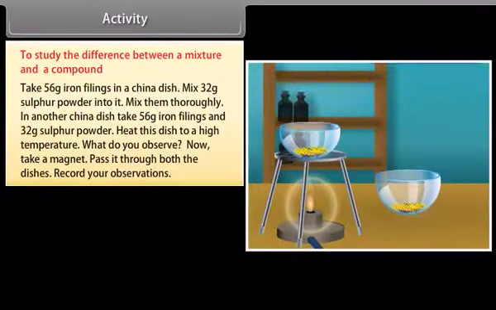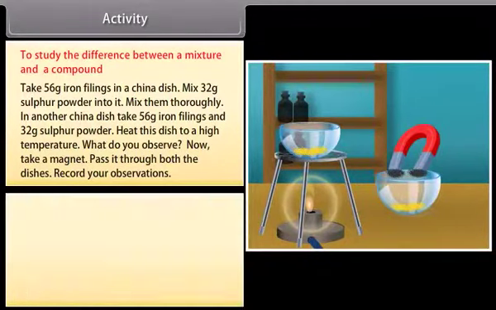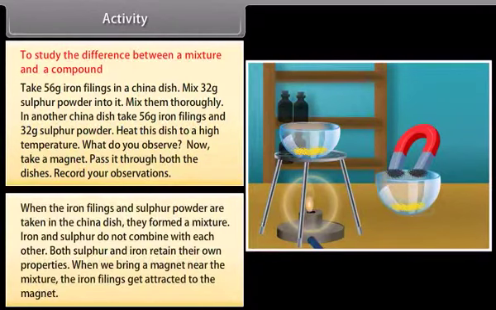Now take a magnet. Pass it through both the dishes. Record your observations. When the iron filings and sulfur powder are taken in the china dish, they form a mixture. Iron and sulfur do not combine with each other. Both sulfur and iron retain their own properties. When we bring a magnet near the mixture, the iron filings get attracted to the magnet.